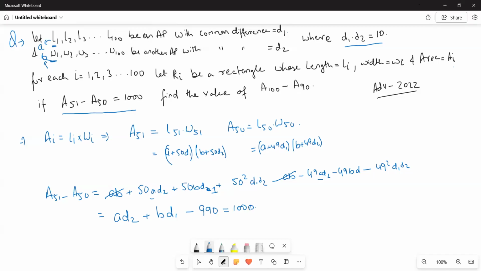Look, was everyone able to follow this part of the calculation? Yes, sir.